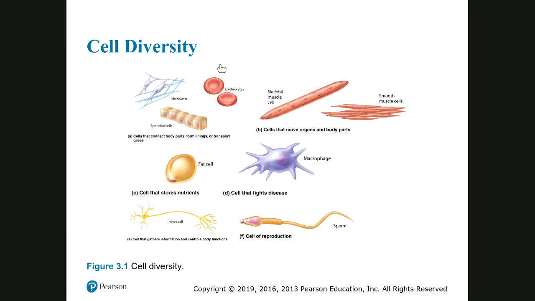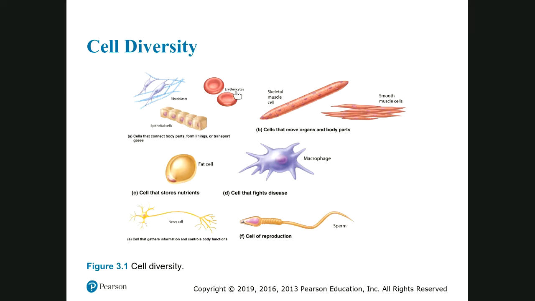We have different cell shapes and sizes. Here we have cells that connect body parts, form linings, or transport gases. You see our fibroblast cells, you see epithelial cells, you see erythrocytes, erythro standing for red, cytes meaning cells, so these are our red blood cells.